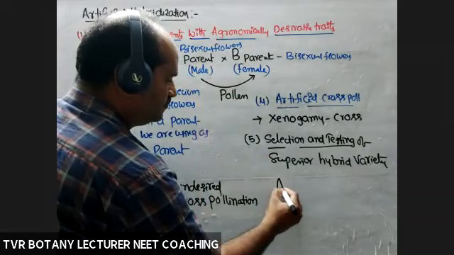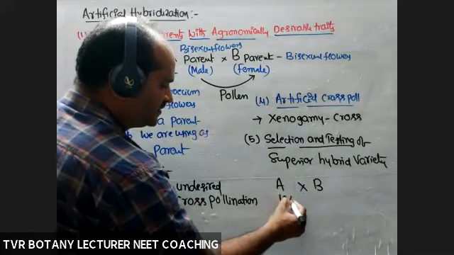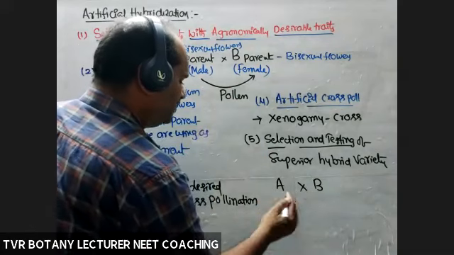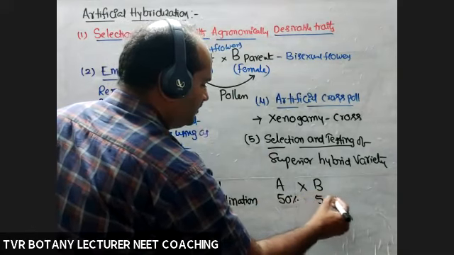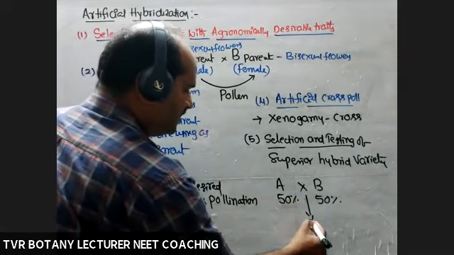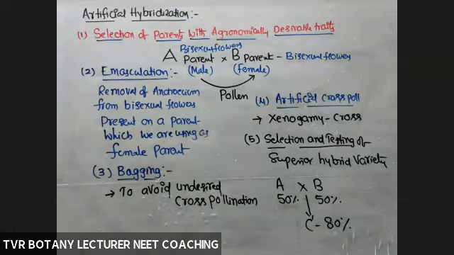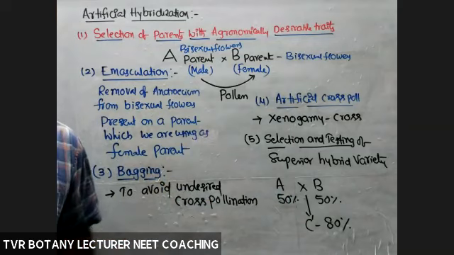Take A parent here. A parent crossed with B parent. A with 50% desirable characteristics, B with 50% desirable characteristics, better for the first example I told you. And the product, offspring, progeny, C. C with 80% desirable characteristics. So definitely C is superior. Superior means C is with the highest number of agronomically desirable characteristics.